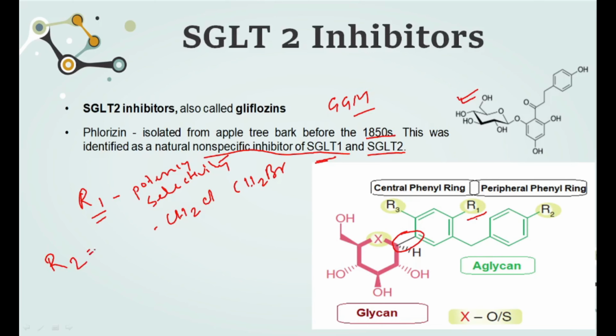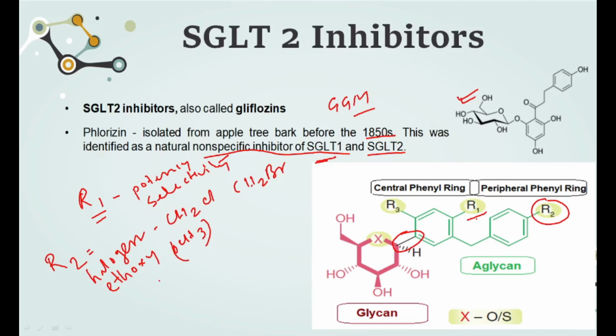Next is R2, top activity. If we are talking about this R2, top activity is observed with strong electron withdrawing groups like halogen, and weak electron groups like ethoxy or CH3 ethoxy. So it was seen that for R2, a halogen or ethoxy group shows the top activity.